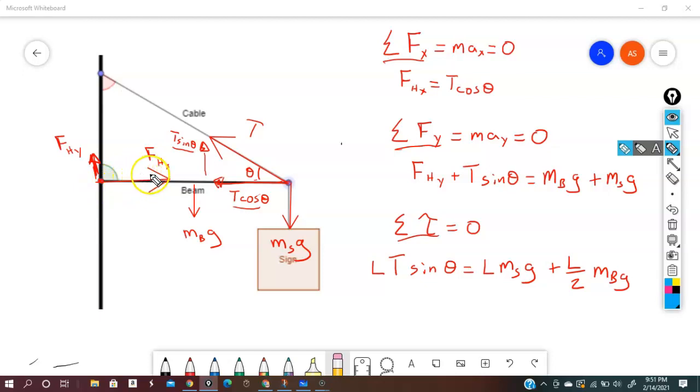Okay, so let's just start making the equations. The sum of the forces in the x direction equals the mass times the acceleration in the x direction. Since this isn't accelerating in the x direction, there's zero acceleration, so there's zero net force. The sum of the forces in the x direction is just adding up the force from the hinge in the x direction, this force right here, and the force in the x direction from the tension, so the tension T cosine theta. If we add those up, we get zero.